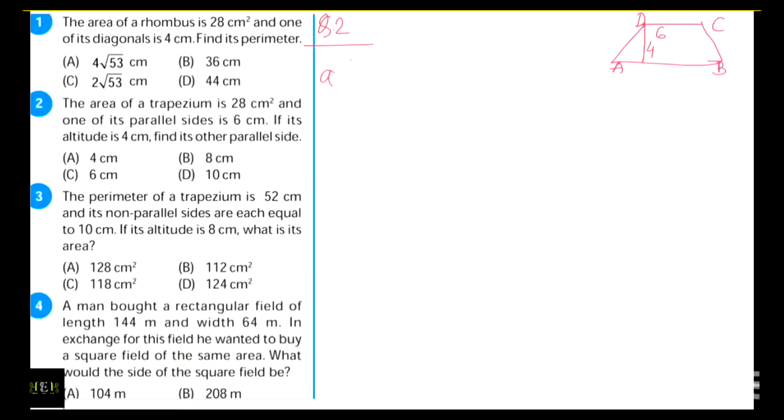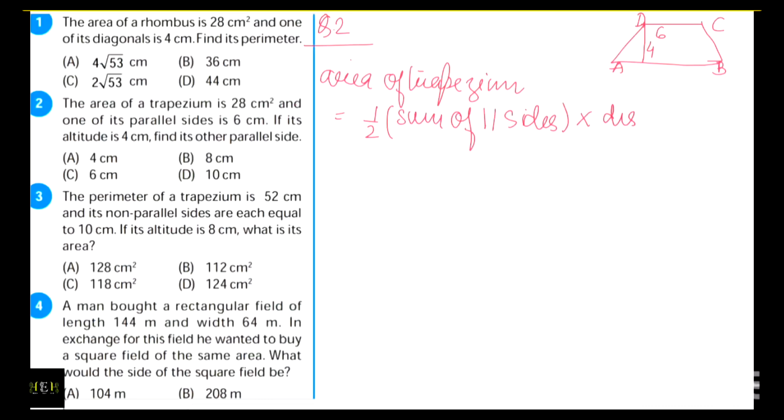So they are asking about the parallel sides. Now one thing is the area of trapezium. The formula is what? Half the sum of the parallel sides into the distance between them, or you can here say the altitude, the distance between them.